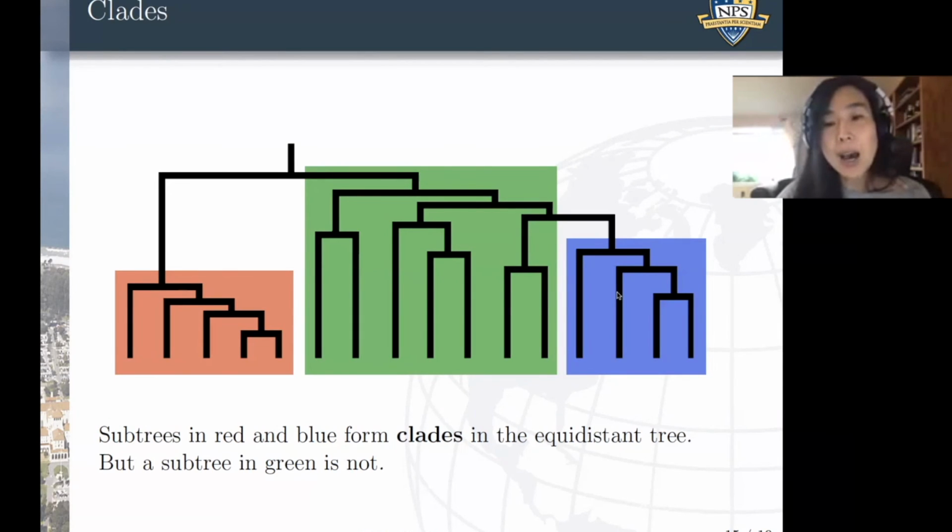And so this is a clade. But the green part is not, because I chop off this edge, and also, in order to focus on just the green part, I have to chop off this one too. So it's not a clade. The green part is not a clade, but the subtrees inside of the orange and inside of the blue are clades. All right, so this is a quick, informal definition of a clade.